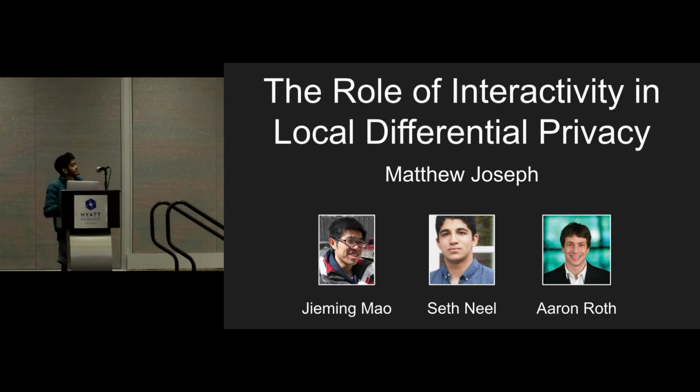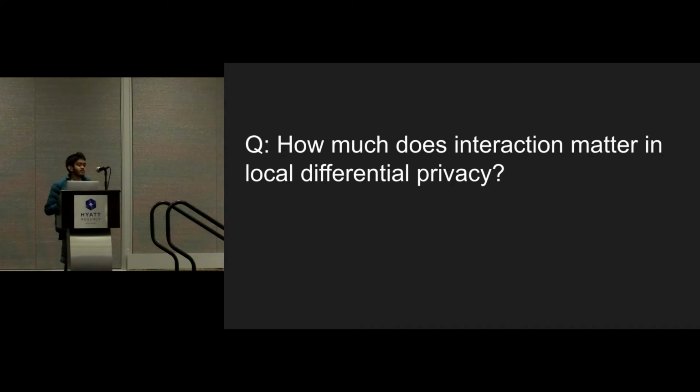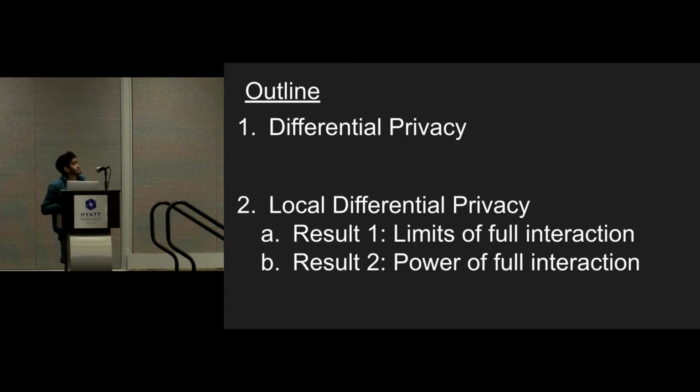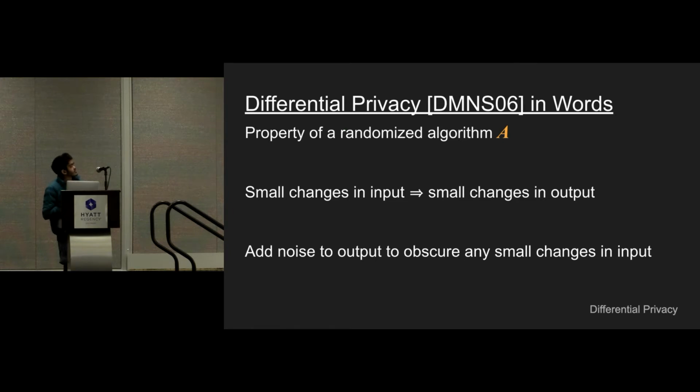All right, hi everybody. Let's just start. The main motivating question for this talk is how much does interaction matter in local differential privacy? The answer is going to be that it depends, and we'll give more specifics later, but that's the overall answer. So we'll start with the basics of differential privacy, and then we'll move on to a narrower model, which will be local differential privacy, and then we'll actually talk about the results. So let's start with those basics.